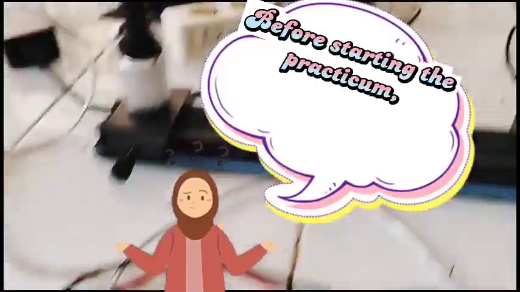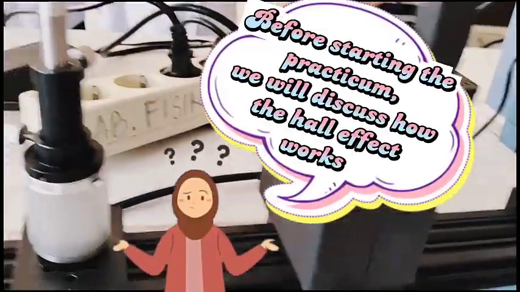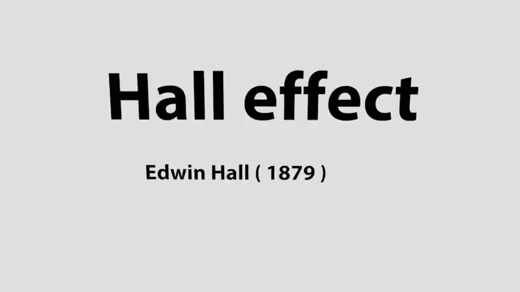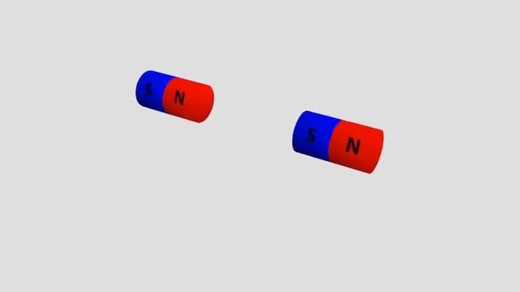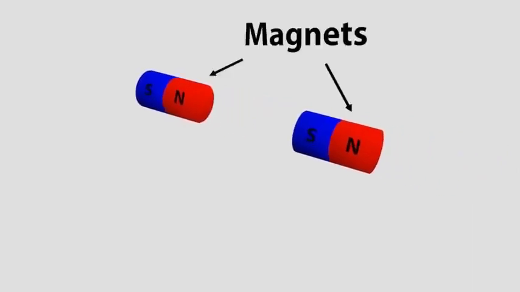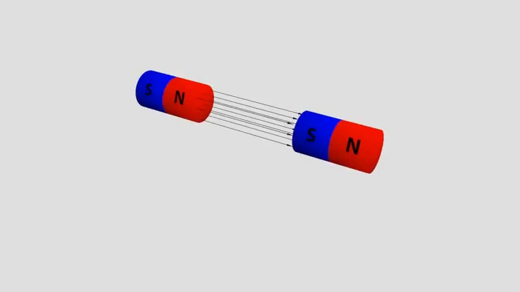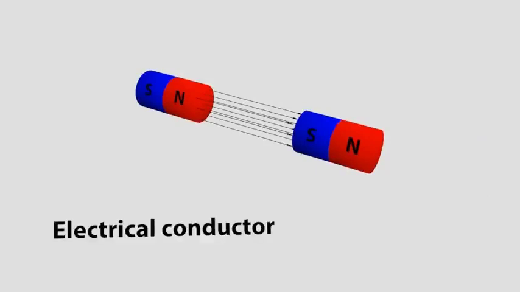Before starting the practicum, we will discuss how the Hall effect works. The Hall effect is the generation of a potential difference in an electrical conductor, perpendicular to an electric current and applied magnetic field, discovered by Edwin Hall in 1879. This effect occurs when the charges in the conductor are subjected to the Lorentz force, causing a build-up of charge on one side of the semiconductor, creating an electric field.